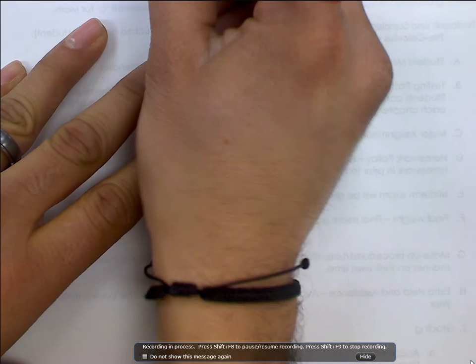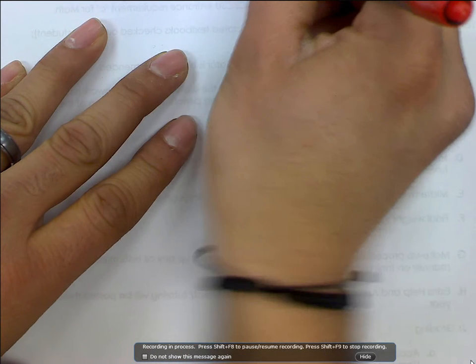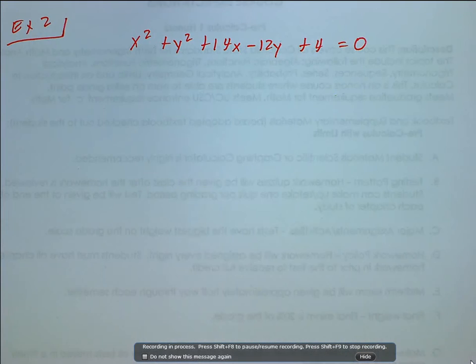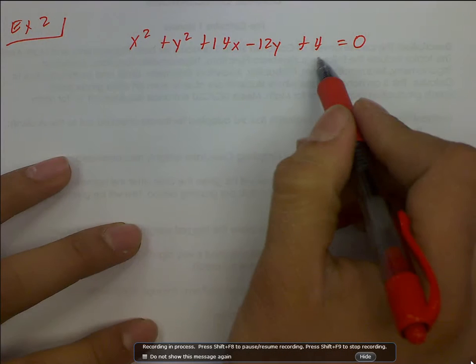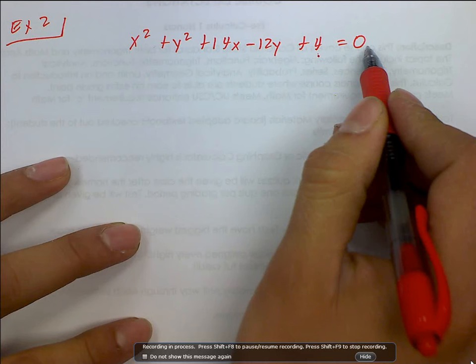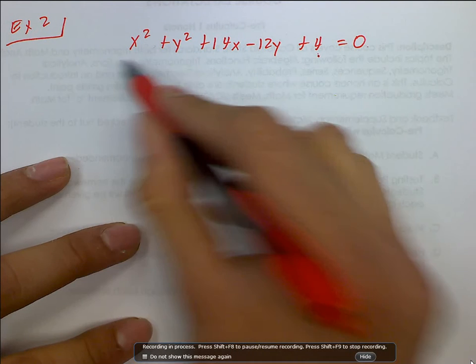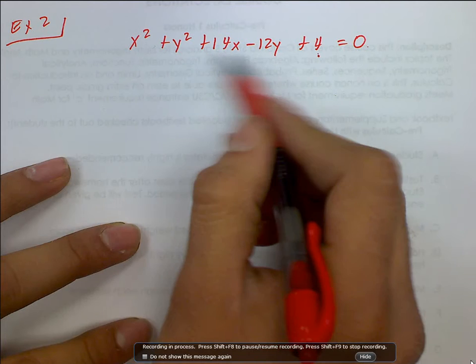So we have x squared plus y squared plus 14x minus 12y plus 4 equals 0. So there is our problem. Now, in this one, we have a 4 here, so I need to subtract 4 on each side, because I want all my variables on this side. And now notice that my x's are not together, so we're going to start by doing that first.